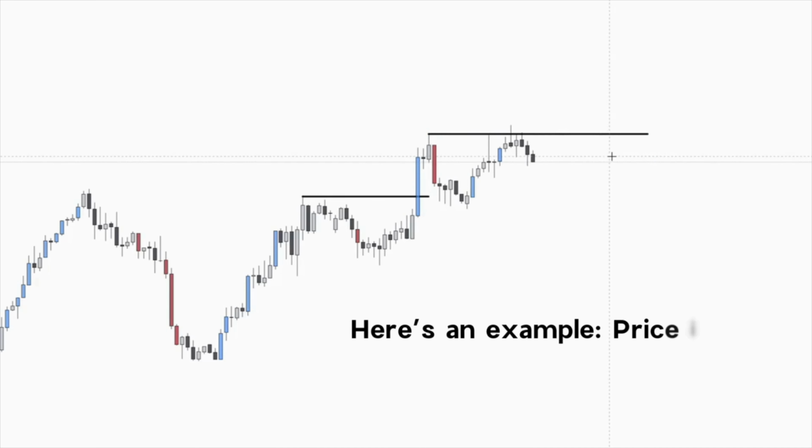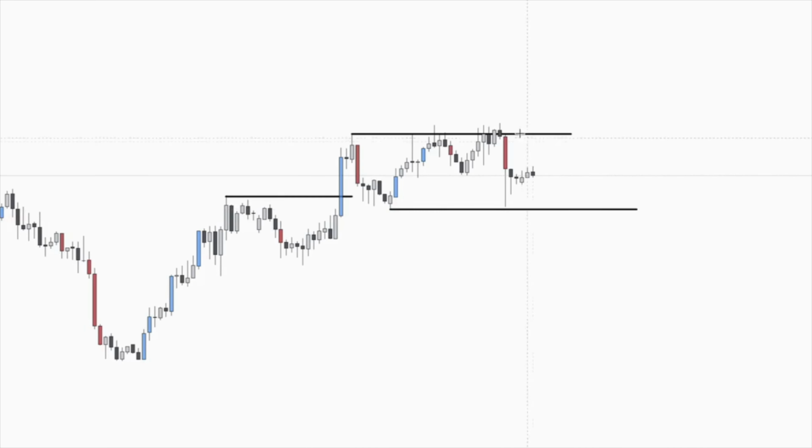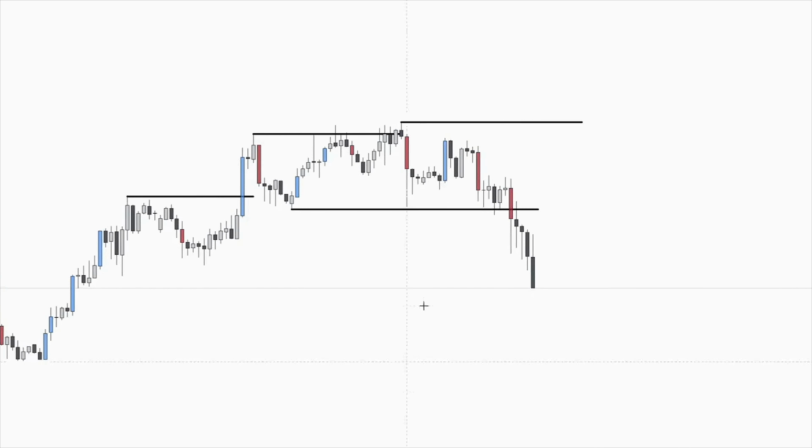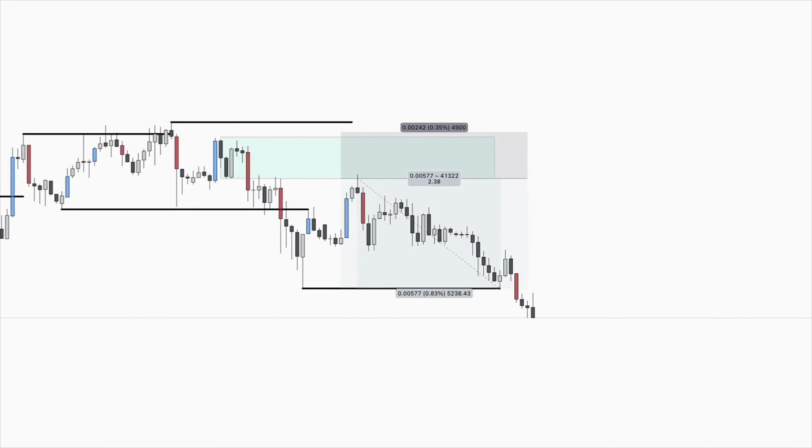Here's an example. Price is in an uptrend, making higher highs and higher lows. Everything looks bullish, but then it fails to make a new high and breaks a previous low. It's here we're going to find price creating a new supply for price to return to, for traders to look for a potential entry from that supply. And that's how you can capture profit from a new downtrend.